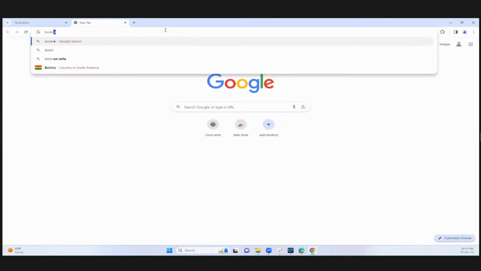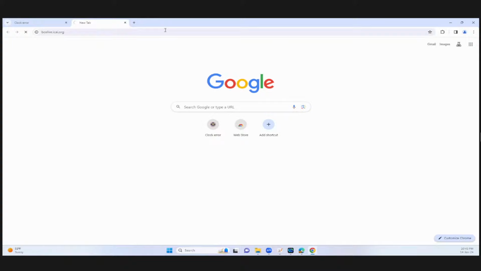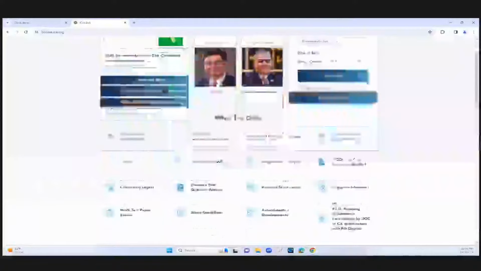BOS Live, maybe BOS Knowledge Portal. We want to go to BOS Live. BOS Live Learning? BOS Live dot ICAI. Through the institute site also, we can come here. If we go to the institute site, we go to Students, and from Students we can come to the BOS Knowledge Portal. Now, you can see subject-wise capsule on the screen.